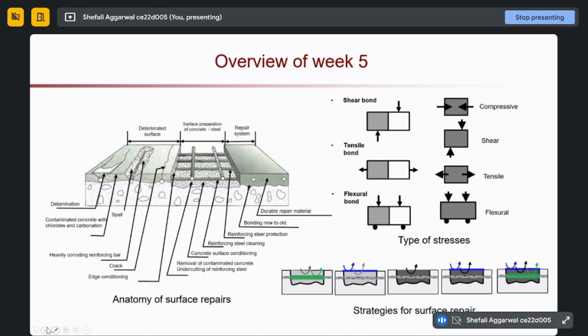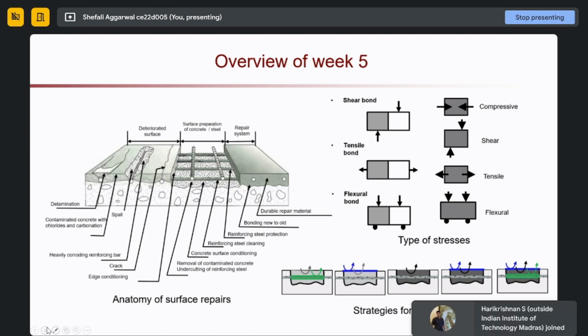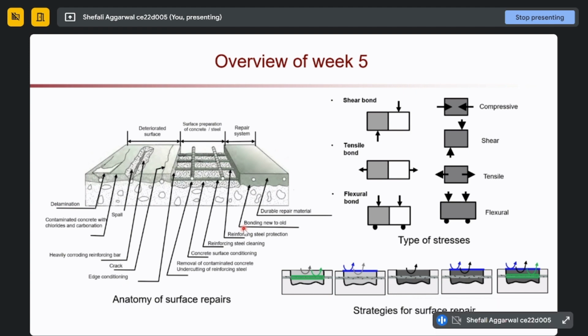After this module, you might have studied the next module, strategies and materials for surface repair. In this module, you might have studied the root cause analysis and repair strategies. Whenever we have to go for repair, we have to make sure that we know the root cause of the problem. In this figure, you might be seeing different kinds of problems like delamination, spalling, and simple cracks. These are the deterioration mechanisms.